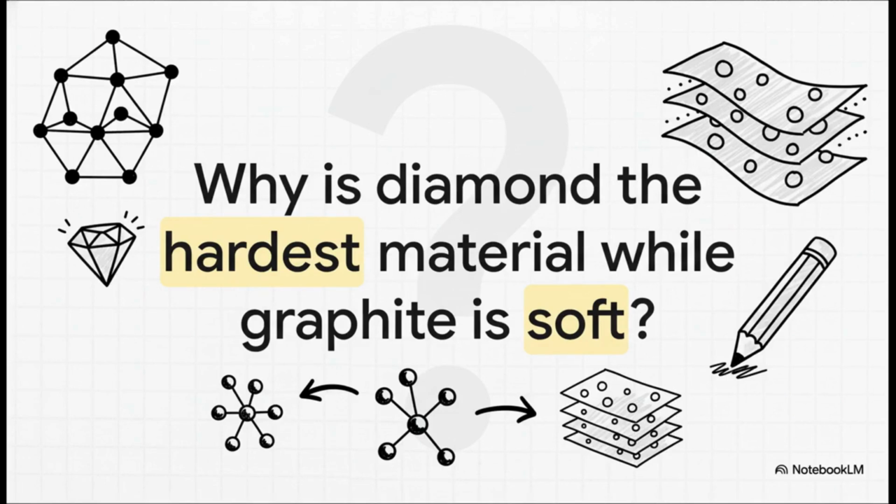How is it possible that a single element, pure carbon, can create both the hardest substance we know of and the super soft, flaky stuff you find in your pencil? The secret isn't what they're made of. It's all about the blueprint.